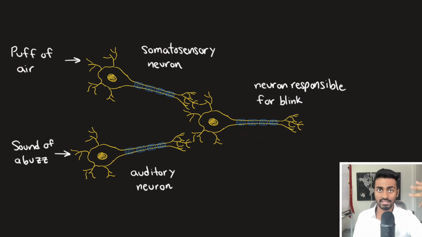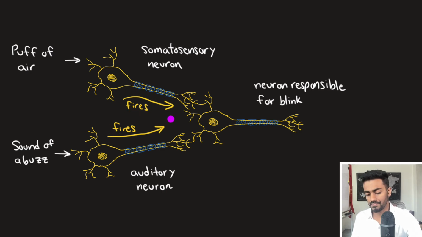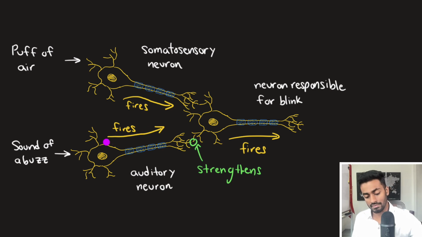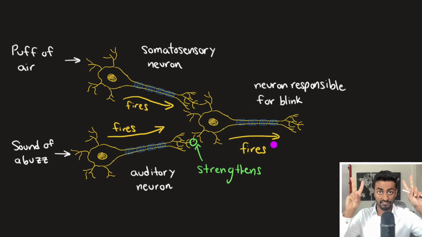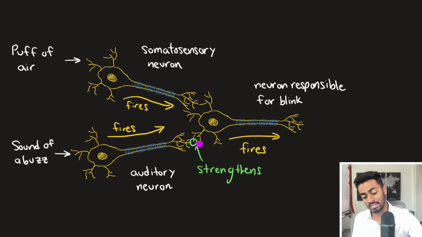Now let's consider the third case, where you get a puff of air and a sound of a buzz at the same time. This causes their respective neurons to both fire. And now, because we have this somatosensory neuron that's firing, it's going to cause the neuron responsible for blinking to also fire. And what you now notice here is that, as a byproduct of this, you will have an auditory neuron fire and this neuron for blink fire at the same time. They are firing together, and this causes a strengthening of the synaptic connection between them.